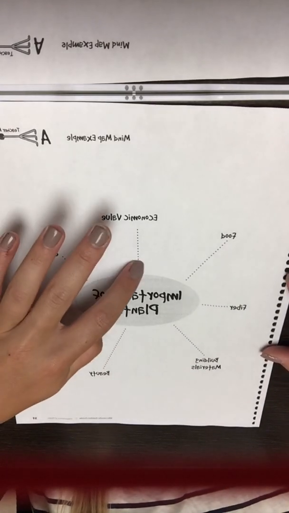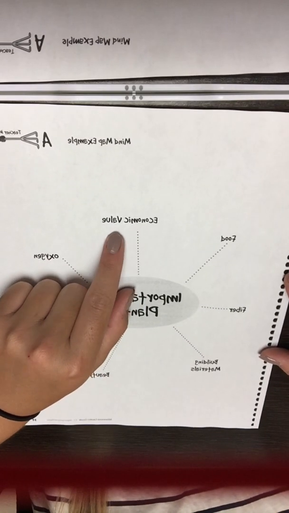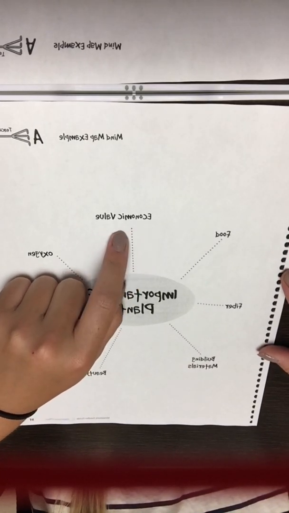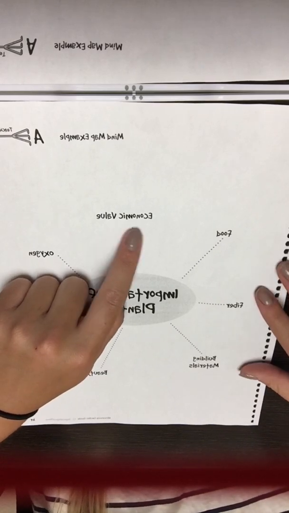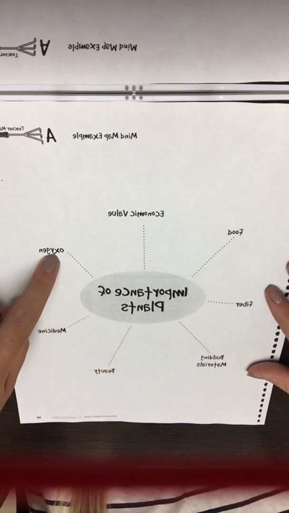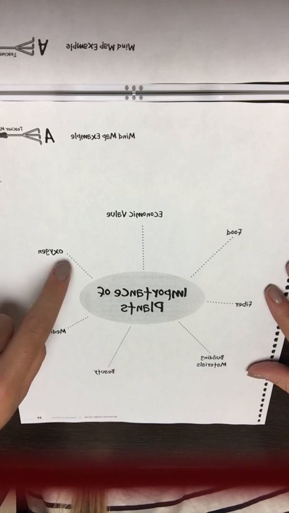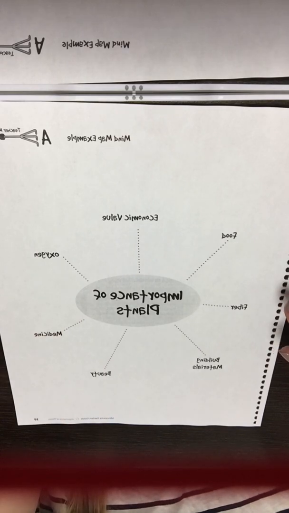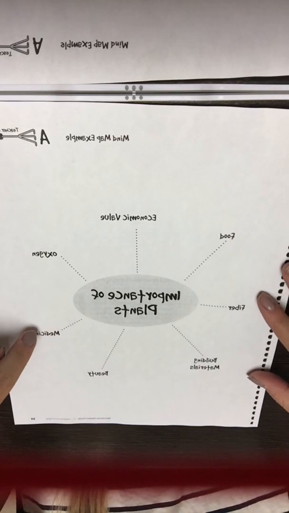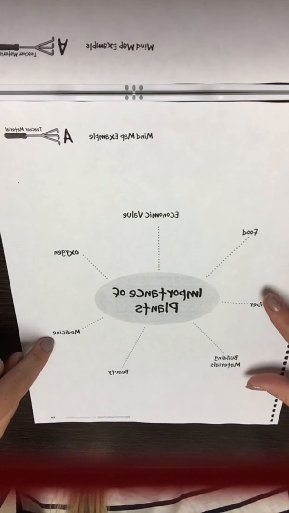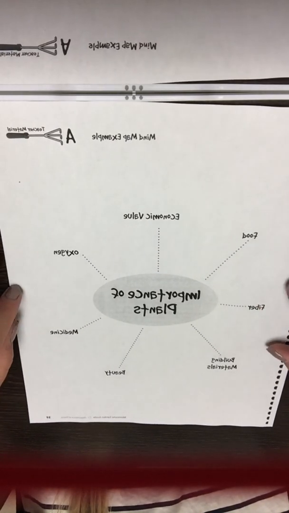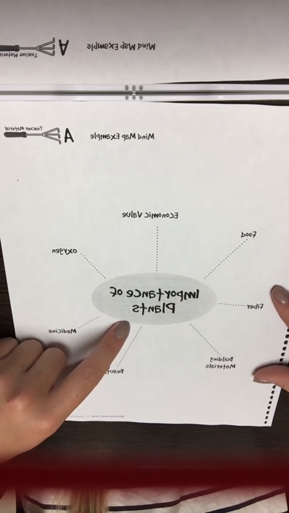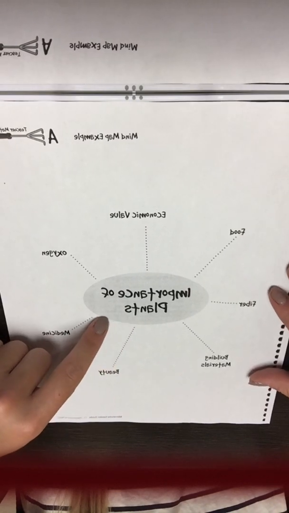So I said economic value, and that just means how we buy and sell plants and produce in our lives, so they're very important for that reason. Oxygen: trees and plants help us breathe. They create oxygen for us to breathe. And then we have medicine. There are many different medicine products that we use that contain plants, different kinds of plants and herbs.